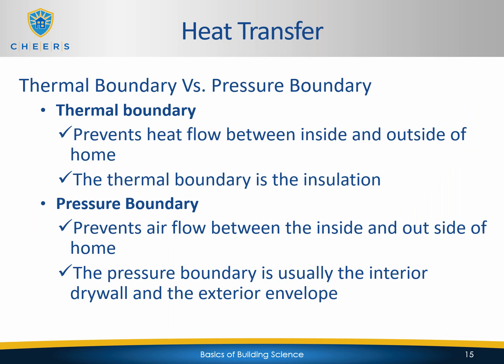When we talk about heat transfer and air movement, we're going to be talking about the thermal boundary and the pressure boundary. They work in conjunction with one another, but they're two separate things. The thermal boundary prevents heat flow between the inside and the outside of the home, and generally speaking, the thermal boundary is the insulation. The pressure boundary prevents airflow between the inside and outside of the home, and generally speaking, it's the interior drywall or the exterior envelope.